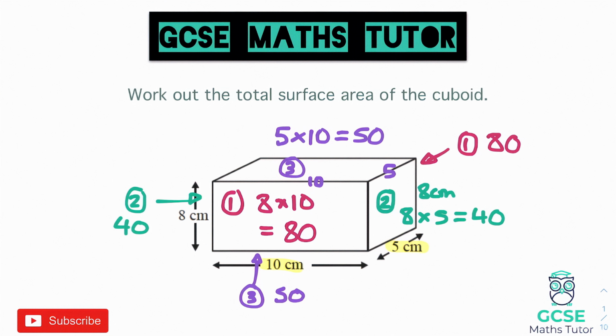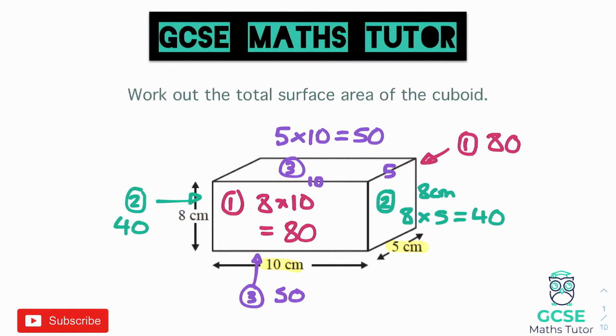So again, you might have noticed that in all of these multiplications that we've done to work out each individual area, each one has a different pair of numbers because all of the lengths on the cuboid were different numbers. So for the middle one there, the front face, we had 8 times 10. For the side, we had 8 times 5. And then for the top, we had 5 times 10.